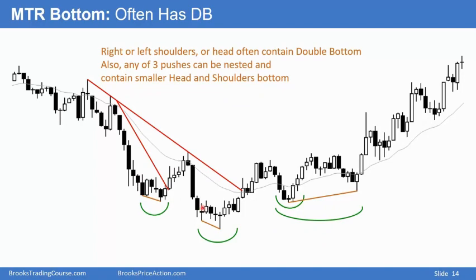The left or right shoulders and the head often contain double bottoms. Here we have a double bottom for the left shoulder, for the head, and for the right shoulder. And you could also call this a small head and shoulders bottom: left shoulder, head, and right shoulder. So we have nested reversal patterns. Within the large head and shoulders pattern, there are smaller reversal patterns as well.